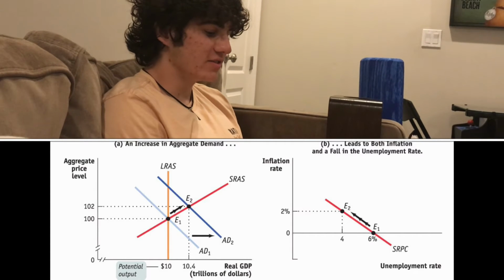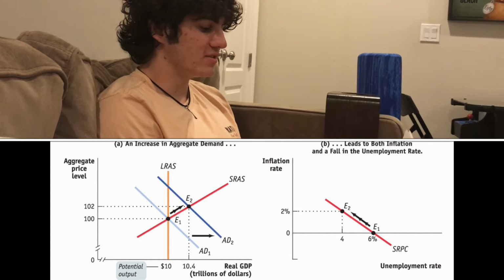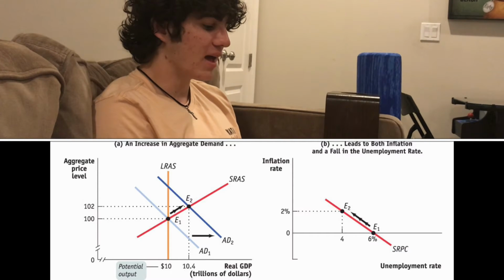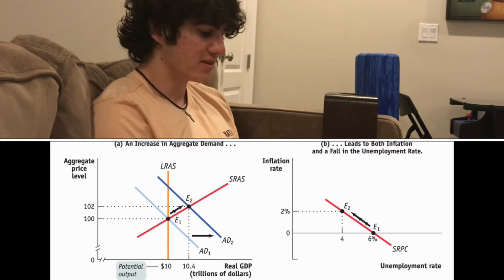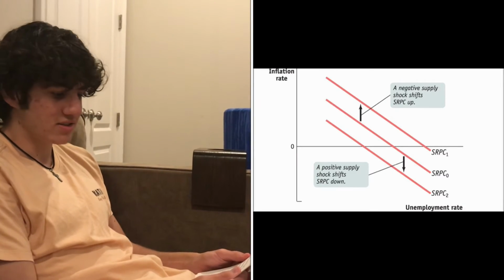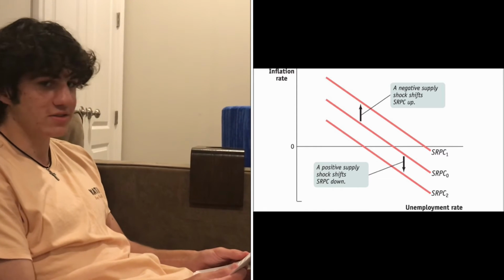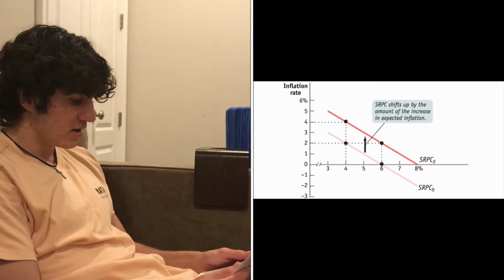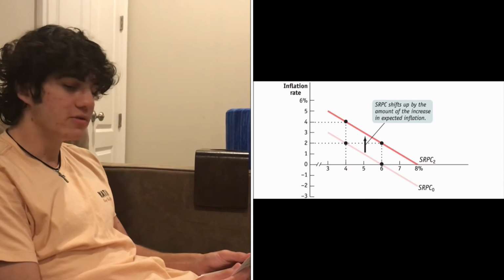Furthermore, an increase in aggregate demand leads to a decrease in unemployment and an increase in the inflation rate, as shown in the graph next to me. Also, increases and decreases in aggregate demand result in movements to the left and right along the SRPC curve, and supply shocks, which are sudden changes in oil, can also shift the SRPC curve. Finally, an increase in expected inflation shifts the SRPC curve upward and vice versa.